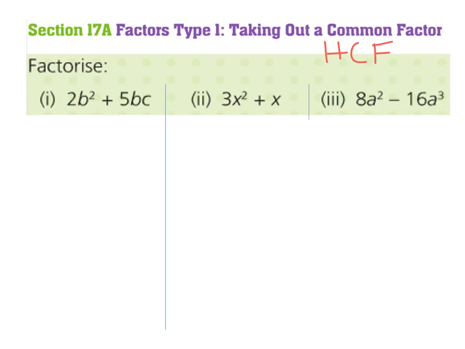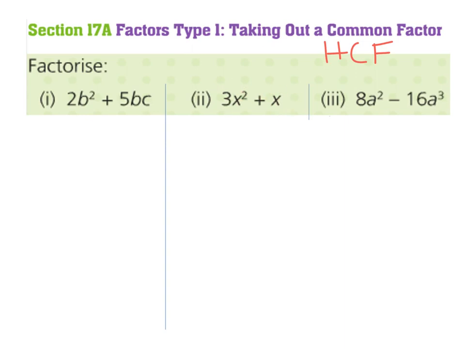So in the first question we have 2b squared plus 5bc. There's no number that will divide into 2 and 5, so there's no number part to the factor, the highest common factor, but there is a b common to both. In the second question, we have 3x squared plus x. Again, there's no number that will divide into both terms, but there is an x common to both.